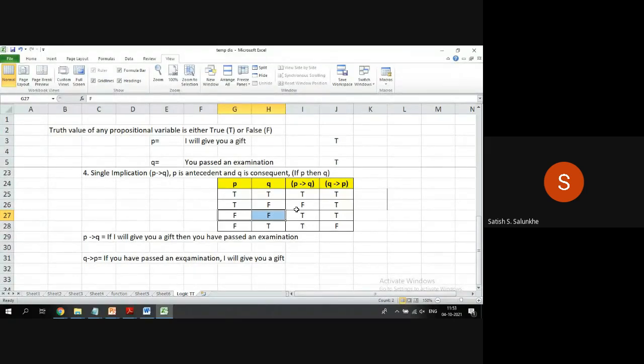What is my promise to you? I will give you a gift, Gaurav, when you pass the examination. This is my promise to you. Now, in reality, what is the situation? You have passed the examination and I am not giving you a gift. So you can say, sir, you promised that you will give a gift, and now you are not giving it to me even though I have passed the examination. Now you are bound to give me the gift. Why? Because you promised me if you pass an examination, I will give you a gift. I have passed the examination and you are not giving the gift.